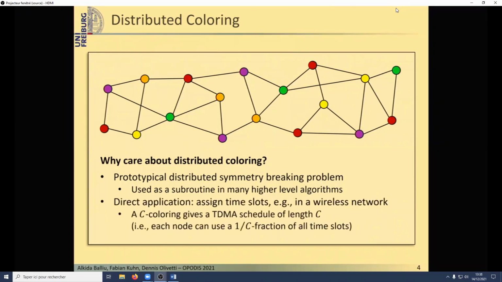If you want one direct application, the standard one is a TDMA schedule. Say you have a wireless network and you want to assign time slots to nodes so that neighboring nodes get different time slots. Then if you have a C-coloring, you can get a TDMA schedule of length C, and every node can then use a 1/C fraction of all the time slots.